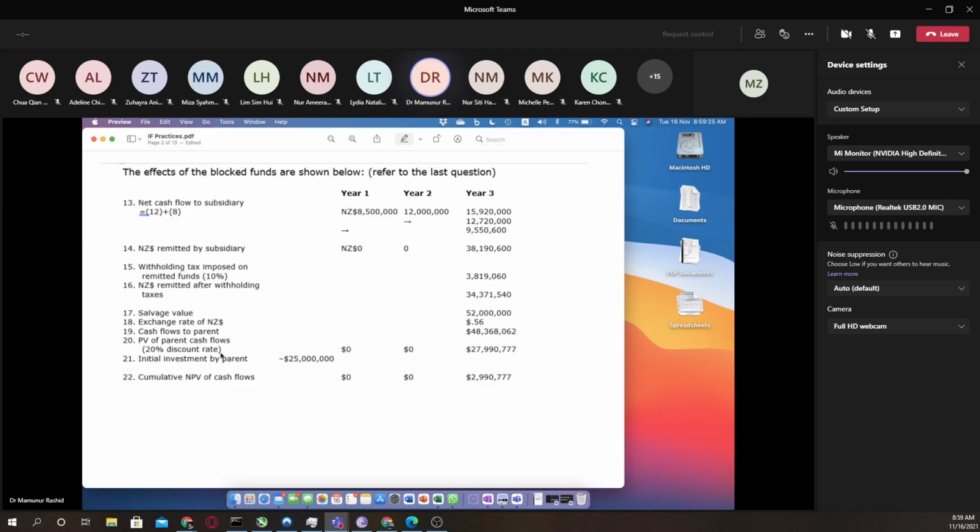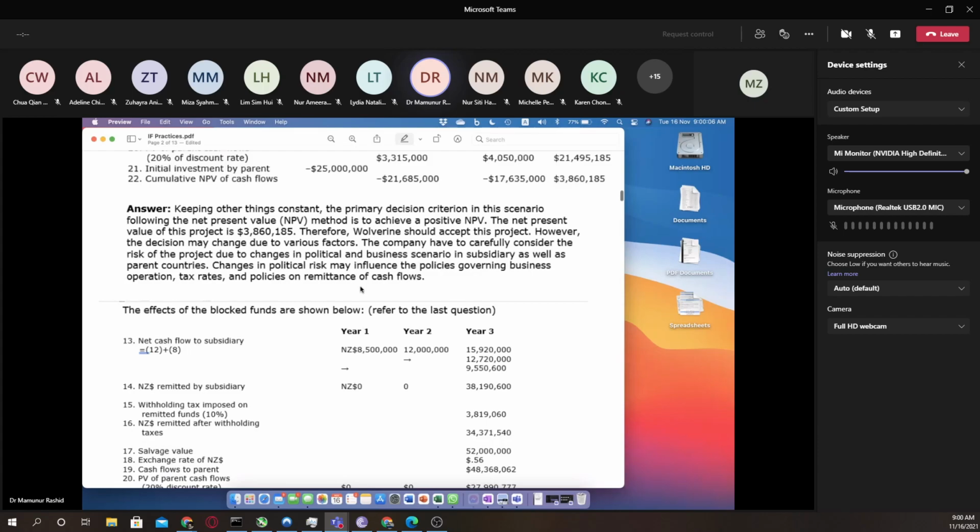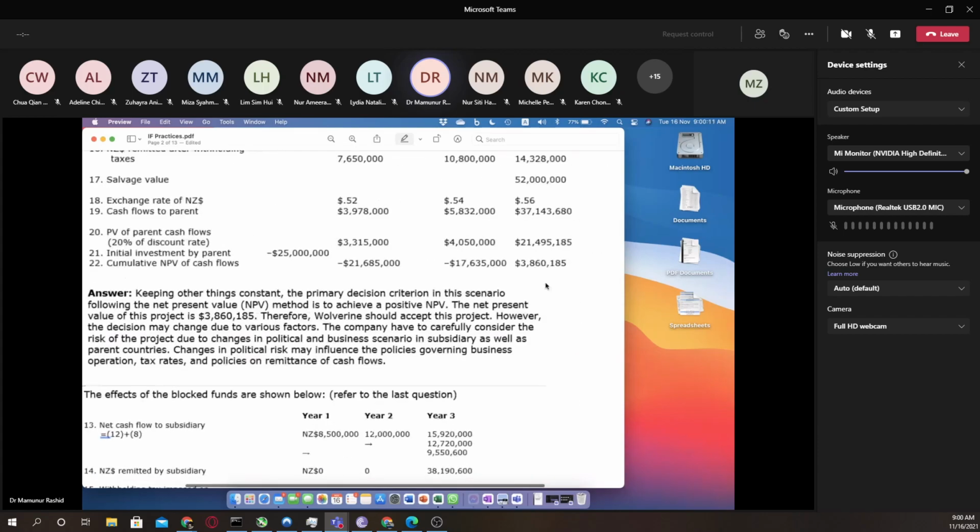Present value is calculated using a 20% discount rate: cash flow divided by 1.20 to the power 3. First year, to the power 1, is 0, no cash flow. Second year, to the power 2, is 0, no cash flow. And the third year, to the power 3, is 48.368 divided by 1.20 to the power 3, which is 27,990,777. And we have our initial cash outflow of 25 million, which we deduct. So after calculating cumulative cash flow, we get 2,990,777. Now you can compare this with the previous NPV, which is 3.860. Obviously, in the first project, NPV is higher.